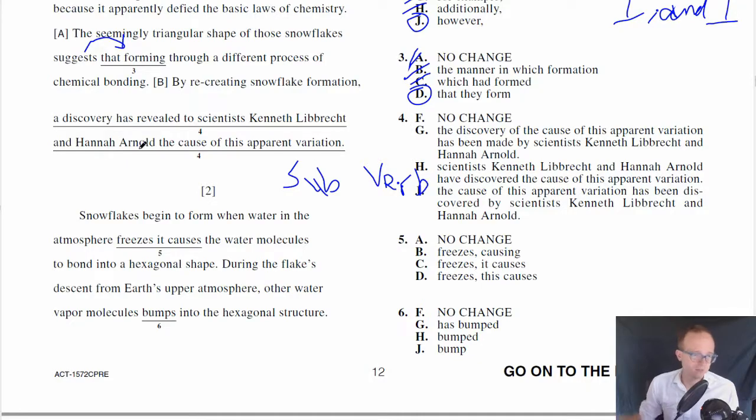A discovery has revealed to scientists. So it's not that a discovery reveals itself. The discovery is something that's passive and can't hang out. And in fact, this is called passive voice because it's like the discovery kind of somehow revealed to itself, to the people. That's not what happened. These scientists figured out what was going on. They discovered it. We want a subject-verb formation. The only one that works here is scientists Libbrecht and Arnold have discovered the cause of this apparent variation, H.